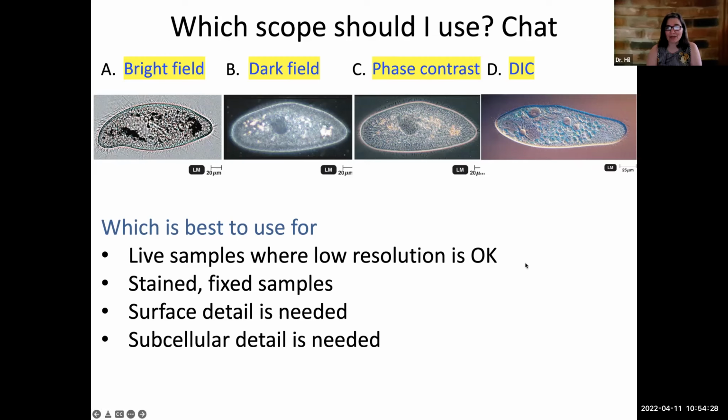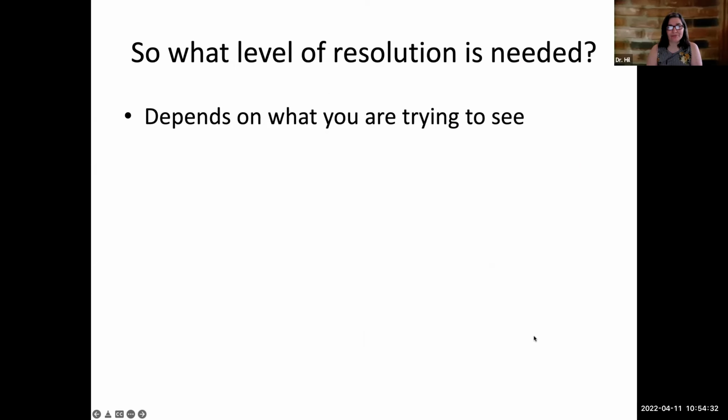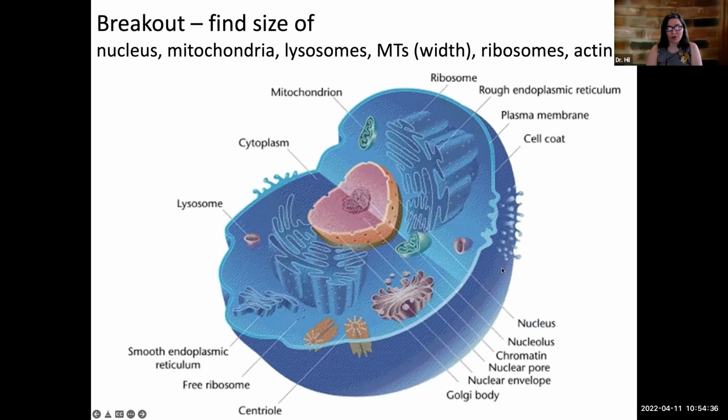Now, these are the light microscopes. There's a laundry list of other ones that we will talk about. The level of resolution that we need to see something really just depends on what we're trying to see. And again, we've talked a little bit about different parts of the cell or different things we might be trying to look at. But after the break, so I'm not trying to be confusing here.